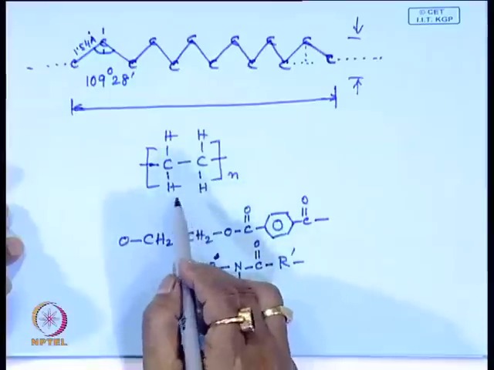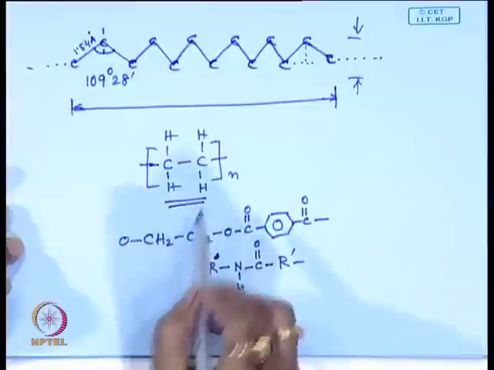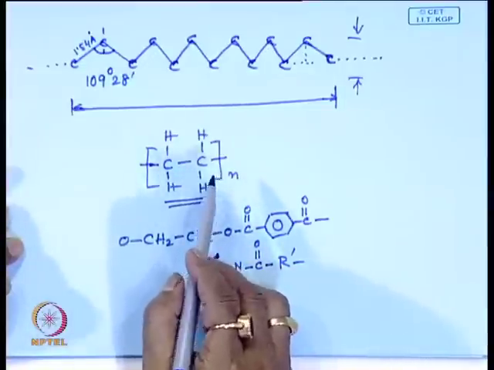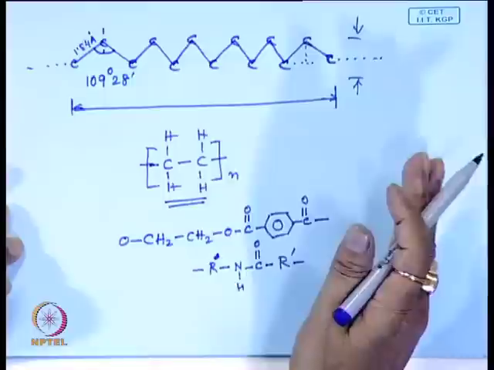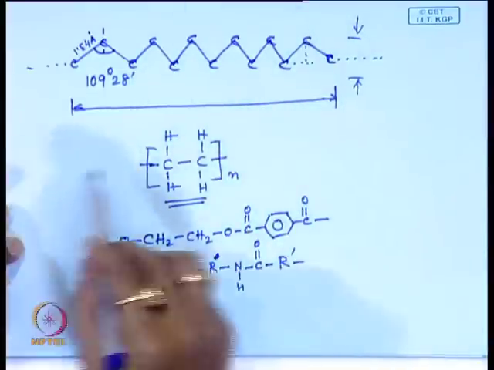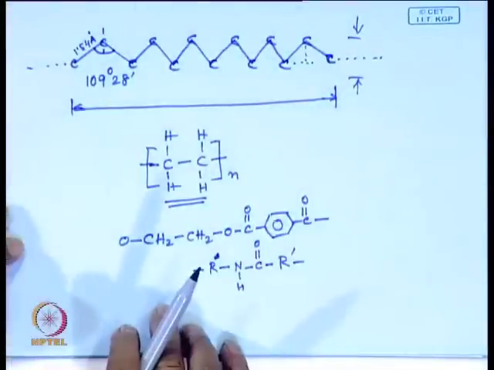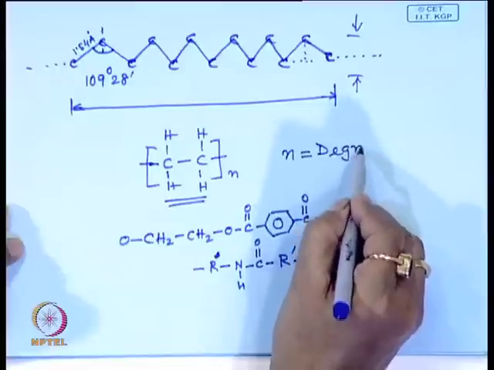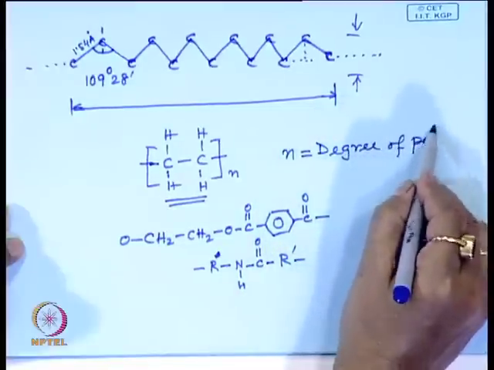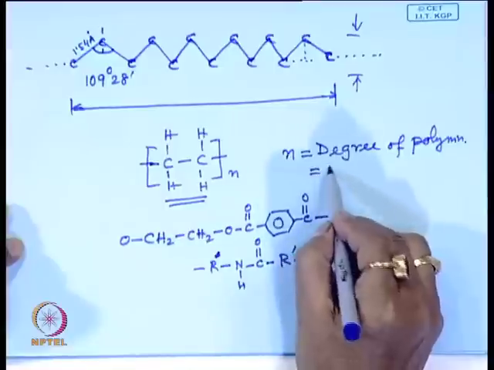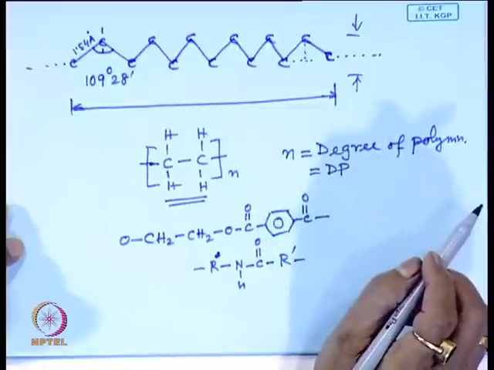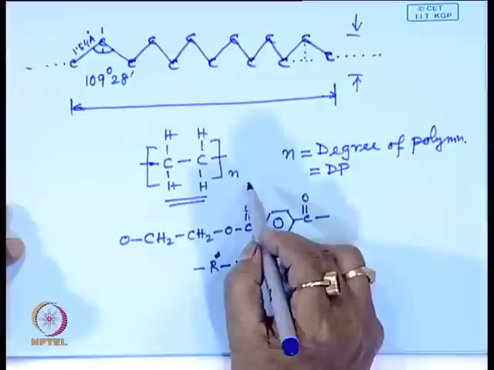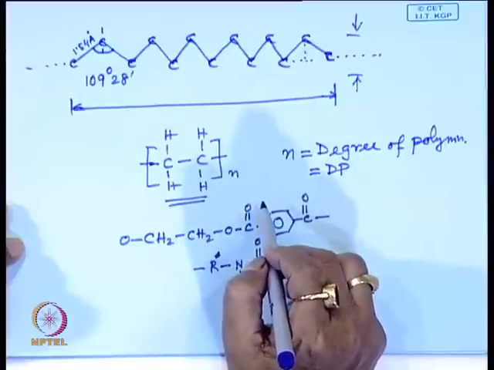Then repeat unit. What is repeat unit? Now, in the definition of the polymer I showed that this unit is repeated n number of times along the molecular chain, along the backbone of the molecule, that is known as the repeat unit. And this n is known as the degree of polymerization, or DP. So, if I know the value of n, then I can easily calculate the molecular weight of this polymer.